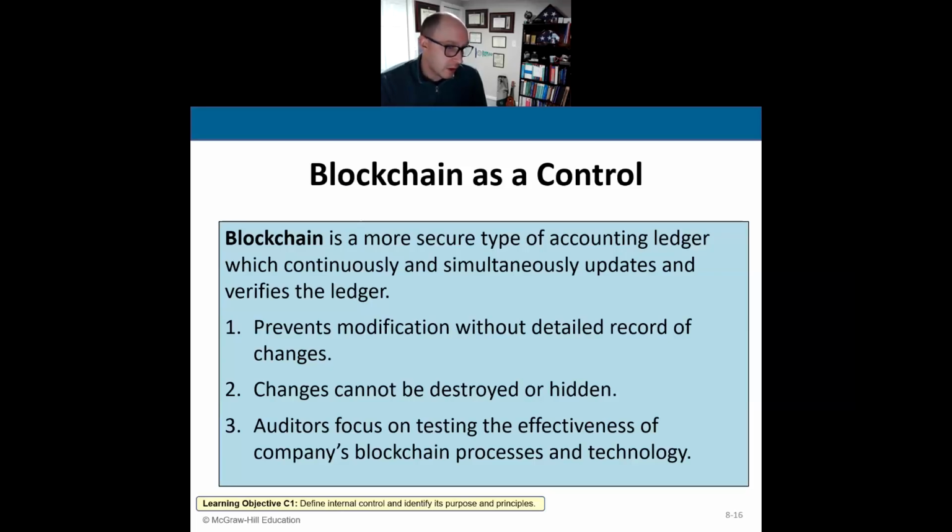Think of the blockchain as a technological advancement that helps to prevent any type of modification, and it can't be destroyed. It helps auditors to focus on the technology that helps to verify the accuracy of the transactions. That's blockchain in a very general sense. It's very separate from something like Bitcoin, very, very different.